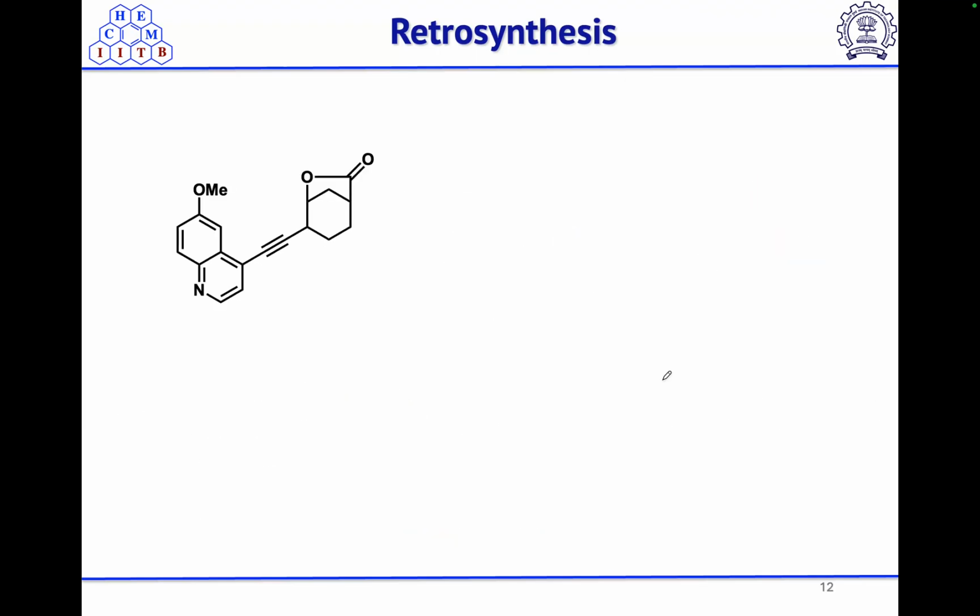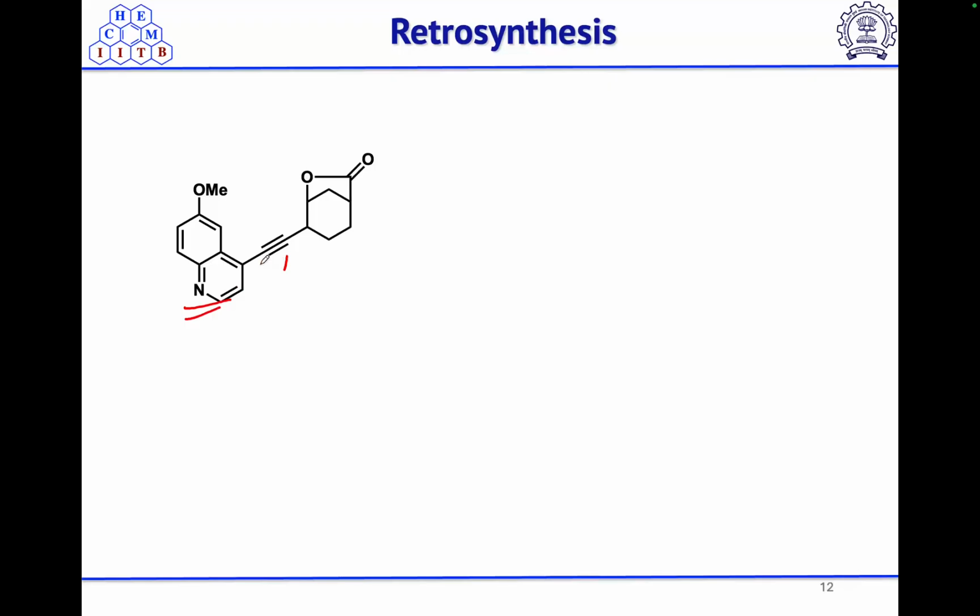So now this is a little more complex molecule. Whatever we have discussed so far is pretty easy. This is a somewhat complex molecule, not very big, but it's okay. We can synthesize this molecule. How can we plan it? This molecule is having a five member lactone, also a terminal triple bond, and an aromatic quinoline part.